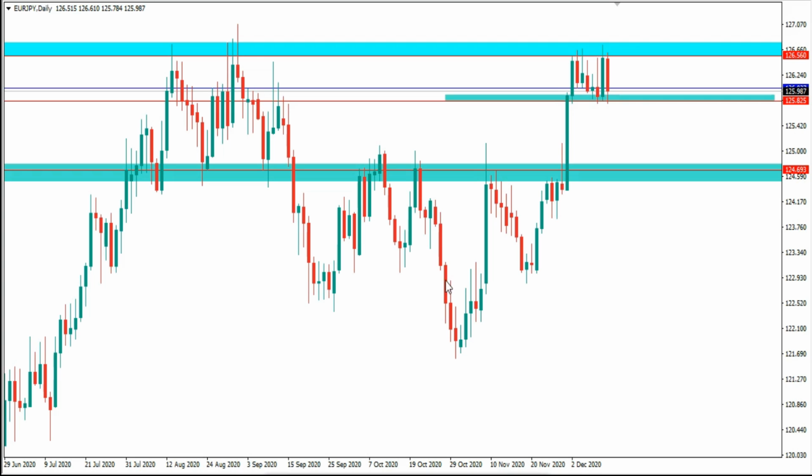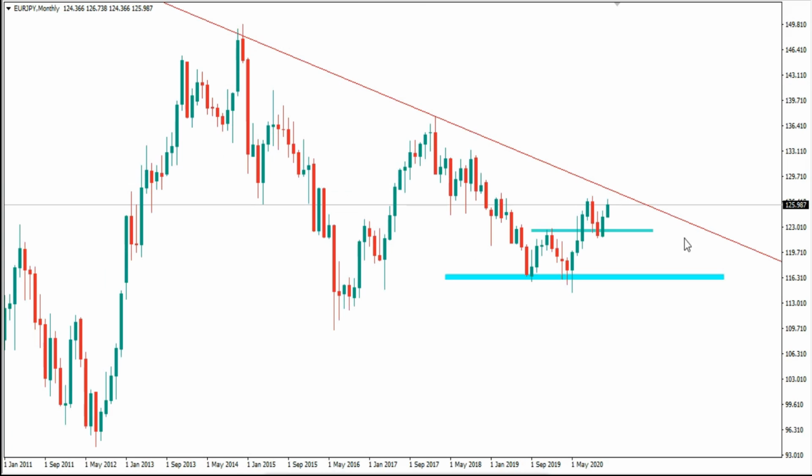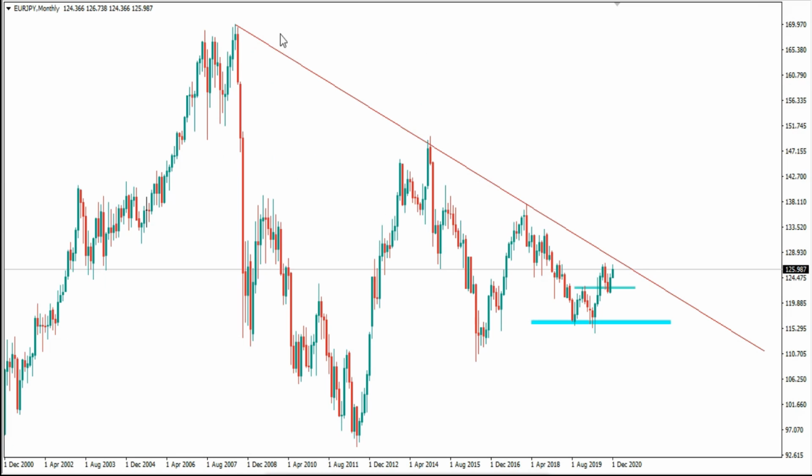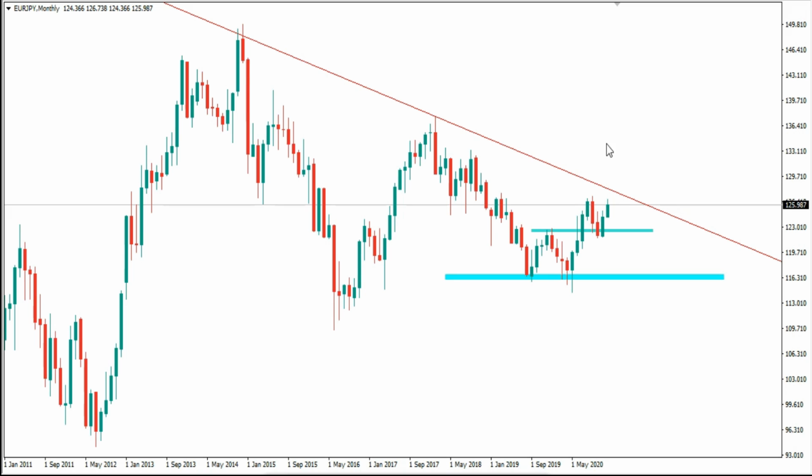Alright, so the next pair on our list is EurJpy, and from the monthly time frame, what we can see first is that we have this descending trend line, and we can see that we found resistance at this point. We found resistance at this point, and we can expect that the price will find resistance at this point again over the next 3 months. So we expect to see the price make it into this resistance over the next 3 months.